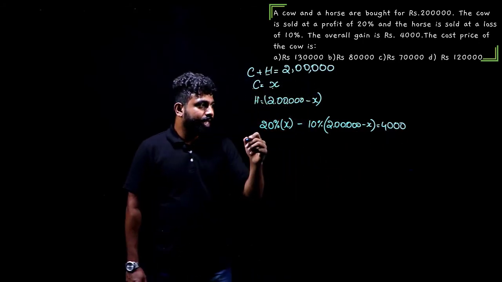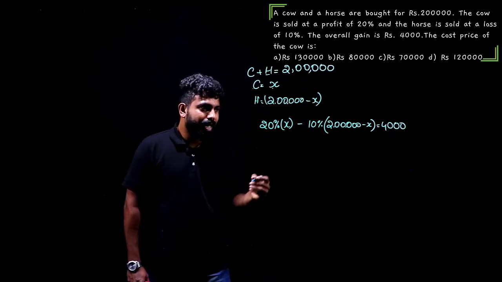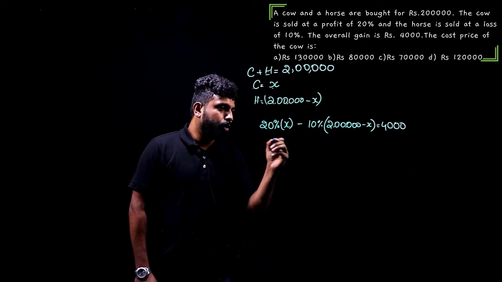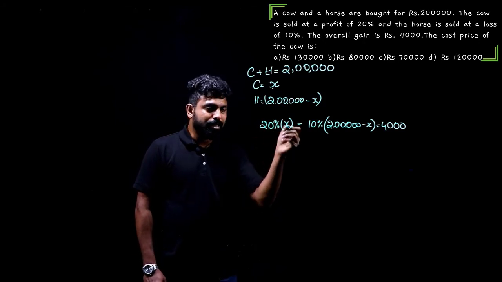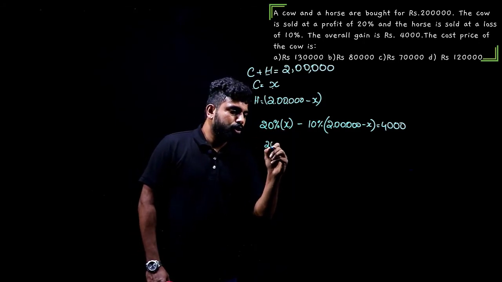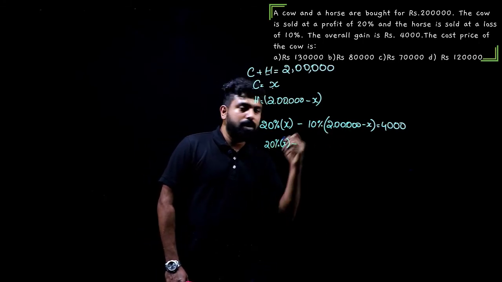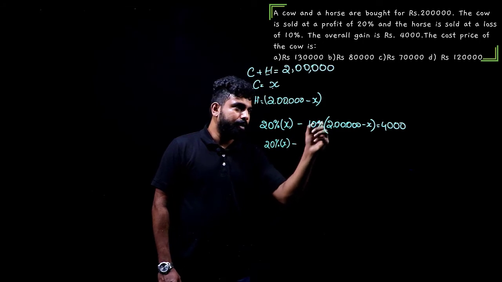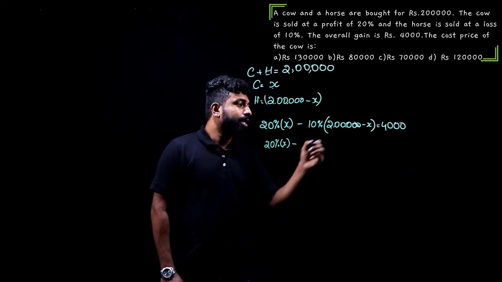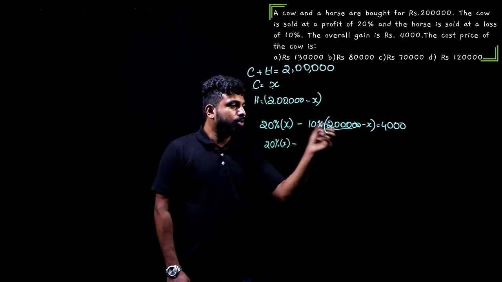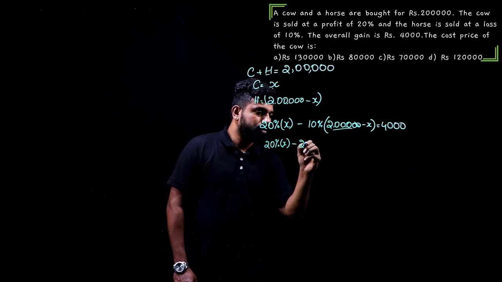So we're getting this equation. If we simplify this, what do we get? 20% of X is nothing but 20 by 100 of X, or I'll write it as 20% of X only. So 20% of X minus 10% of 2 lakhs. 10 divided by 100, the percentage and 2 zeros get cancelled. It's nothing but 2000. 2000 into 10 is nothing but 20,000.